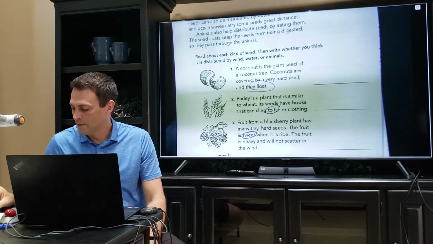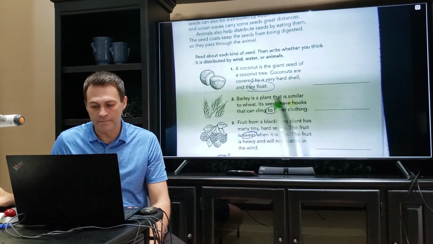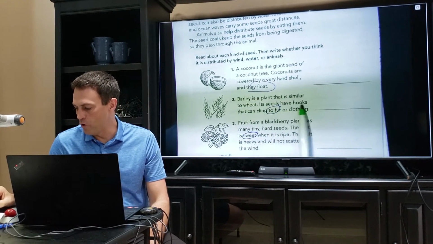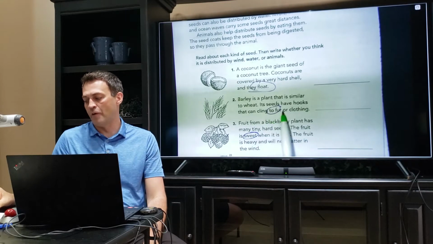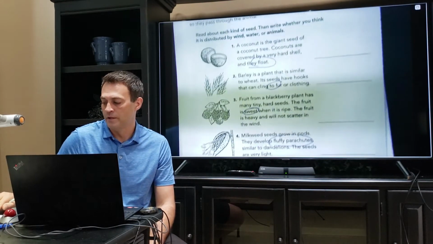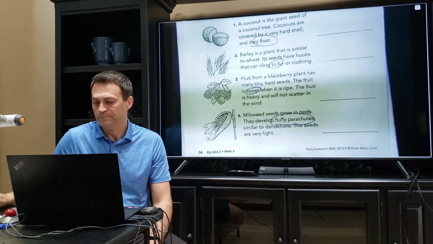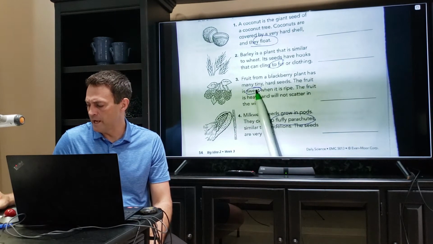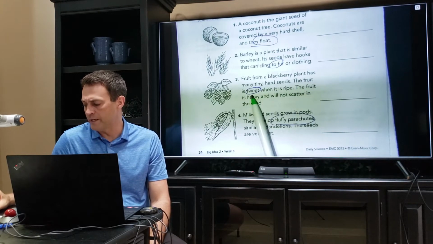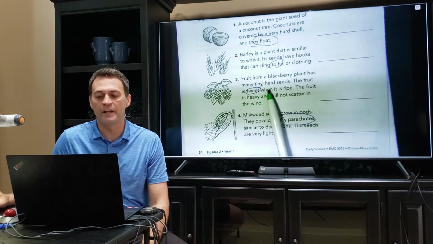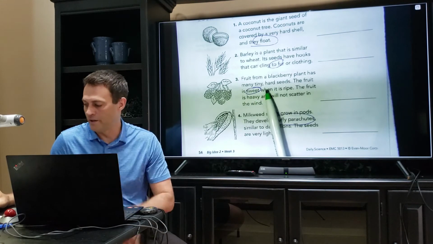All right. Number 2, barley is a plant that is similar to wheat. Its seeds have hooks that can cling to fur or clothing. To fur would be a pretty good hint of how those seeds are transported. Number 3, a fruit from a blackberry plant has many tiny hard seeds. The fruit is sweet. Big hint, sweet. What do you do with sweet things? You usually eat them. As long as they're not poison, make sure you know first.